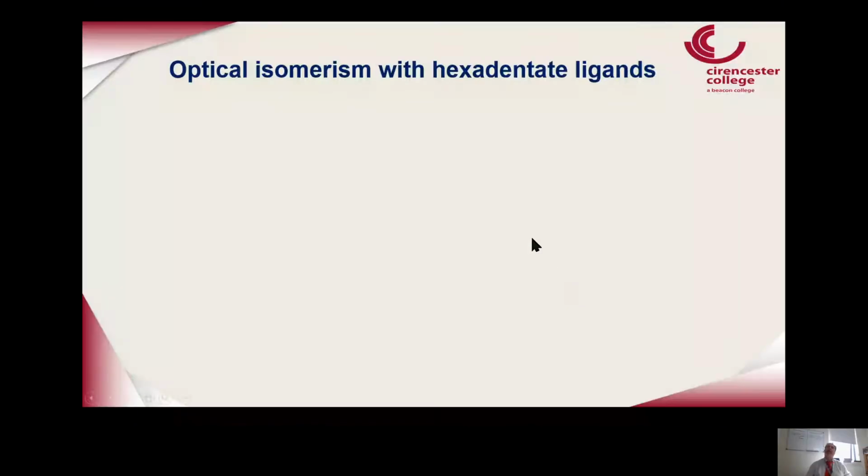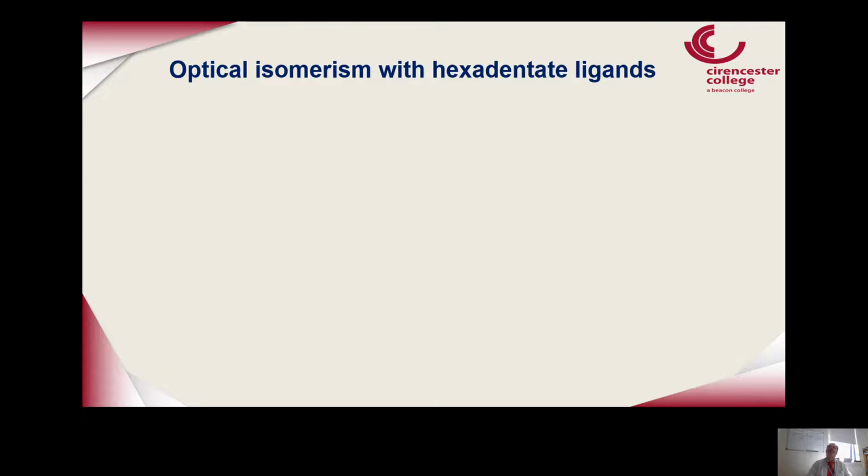In the previous section on stereoisomerism, I missed out EDTA, so I'm now going to go through that. EDTA is a hexadentate ligand. Hexadentate, remind yourself, means it's got 6 teeth, if you remember that dentate means teeth, and 6 means it's like, and it's a chelating agent.